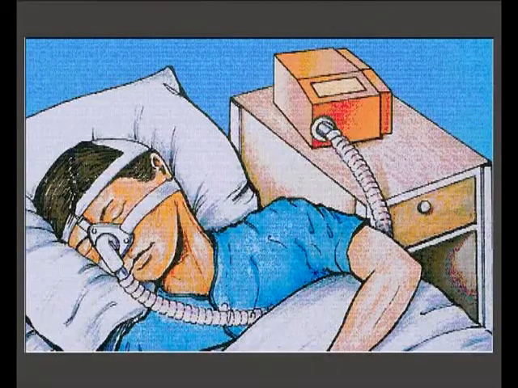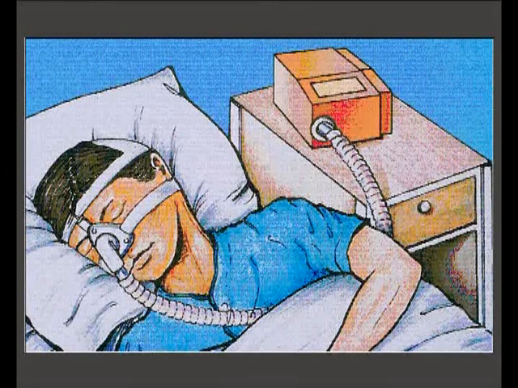In the average patient, if conservative treatment fails, the most effective treatment, particularly for a patient with severe sleep apnea, is what's called continuous positive airway pressure, CPAP. CPAP works by keeping the airway open. It does this by splinting it with an internal positive pressure.